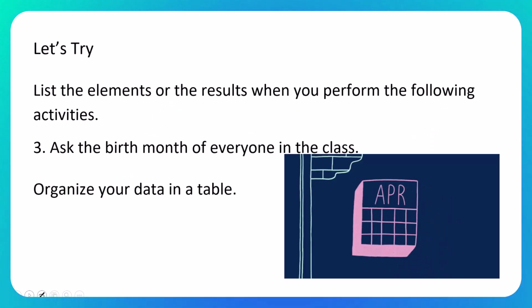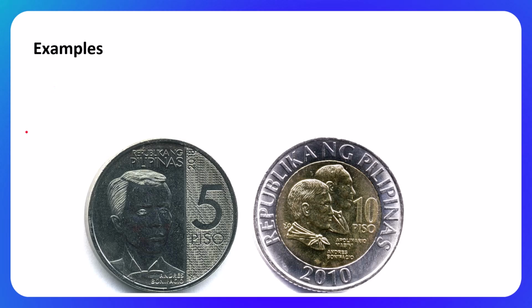All right, now what I want you to do, if you're in class, is ask the birth month of everyone in the class. So take a piece of paper, number it, put down the person's name, and then ask them what month they were born in, and then organize your data in a table. All right, let's look at some other examples of experiments.